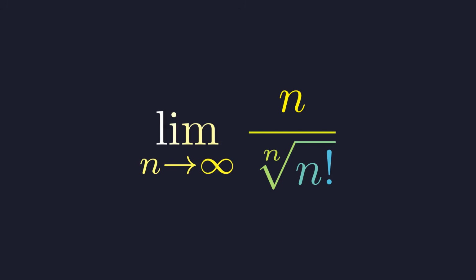Welcome back to Mental Math. We are looking at a limit where n grows without bound, n divided by the nth root of n factorial. It looks tangled, but the answer turns out to be Euler's number.